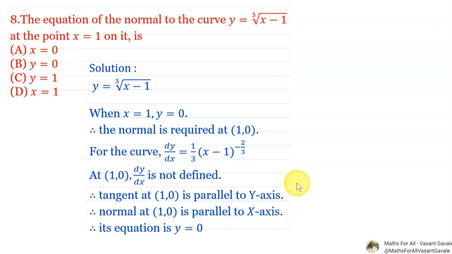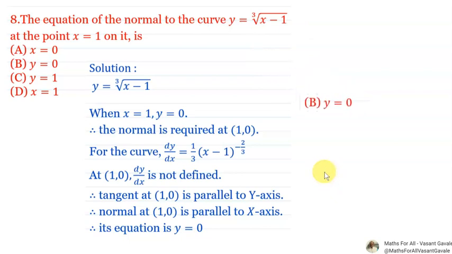Then what about the normal? How is the normal? The normal is perpendicular to the y-axis. Okay. So what will be perpendicular to the tangent parallel to the y-axis? It will be the normal. Therefore, the normal at (1, 0) is parallel to the x-axis. Therefore, its equation is y = 0. Okay. And this is the equation of the normal, and hence option B is correct here.